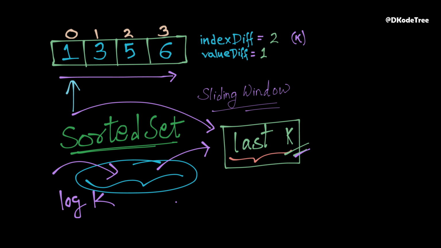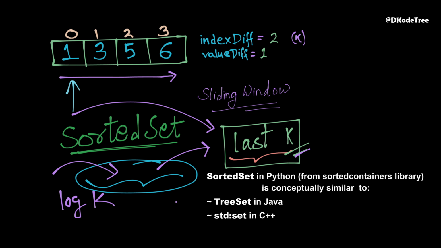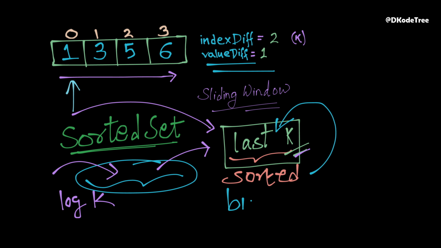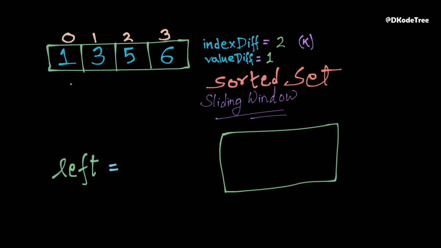And if you are coming from other languages, you can think of a sorted set as being similar to a TreeSet in Java or std::set in C++. The sorted property is exactly what we need because it allows us to quickly find if there is any number in the window that lies within our desired range using binary search. So let's quickly go through this example to understand the flow better.